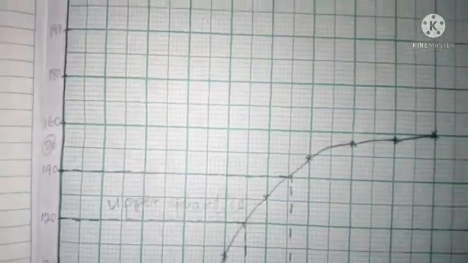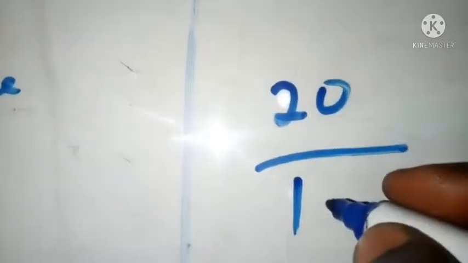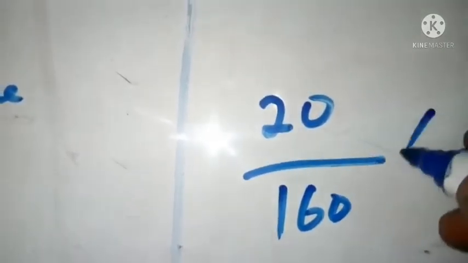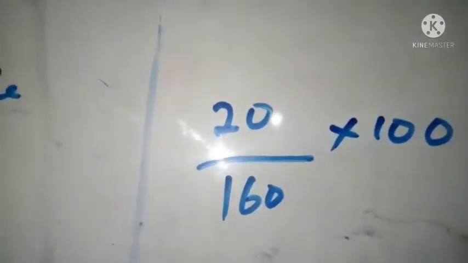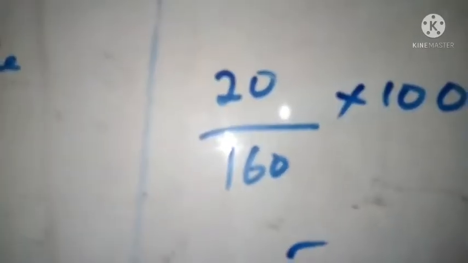But remember they say percentage. So how do you calculate that percentage? That should give you 20 divided by the total number of people who took the exam, that is 160, multiplied by 100. This is what will give you the percentage of candidates who score at least 65 marks.